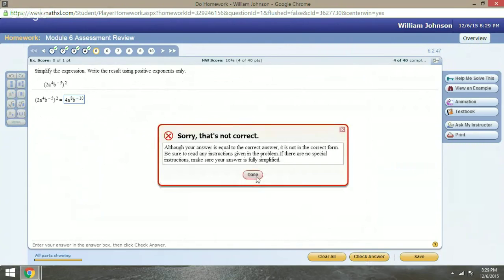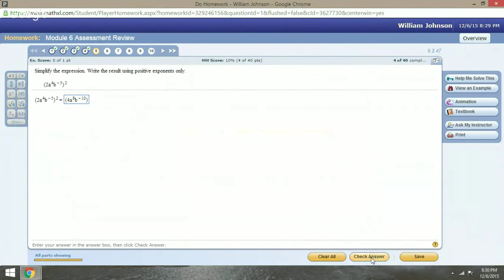Wait, what? I could have sworn I did that correctly. You did. It wants it in a specific format. Oh. This is why you don't use this program. Okay. It's very picky about how it wants it done. Okay.